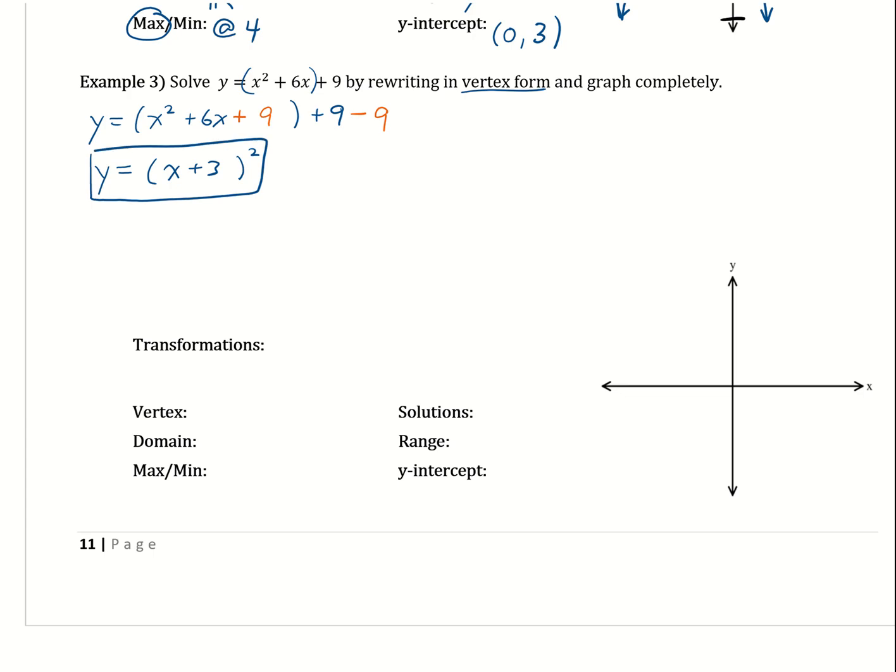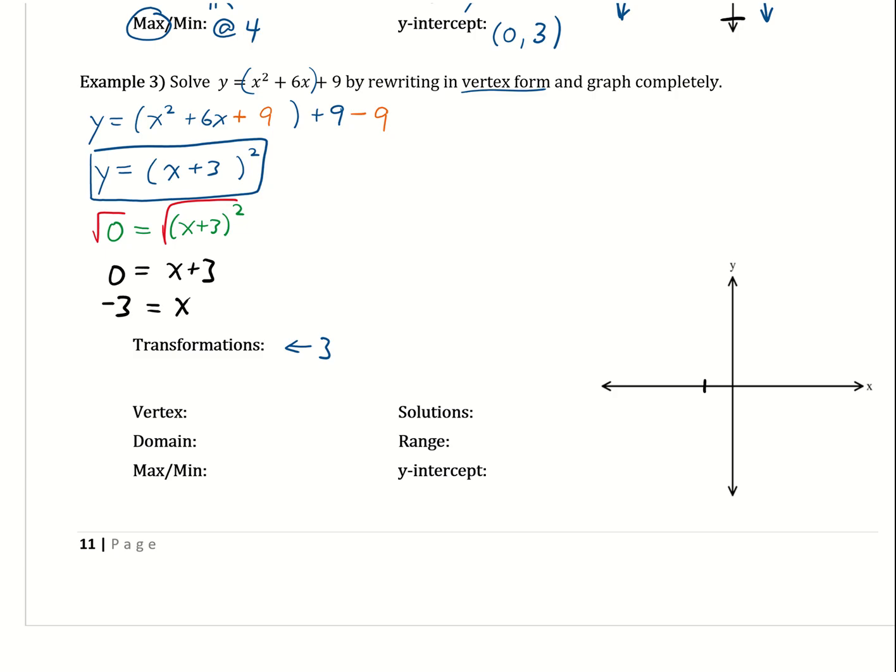If we are solving this, we would set 0 equals x plus 3 squared. You've already isolated this so you can square root both sides. The square root of 0 is 0. X plus 3. You would solve by subtracting 3, so x equals negative 3. All right, so our transformations in this example are going to come from the x plus 3, which is left 3. And that's it. It's the only thing happening.